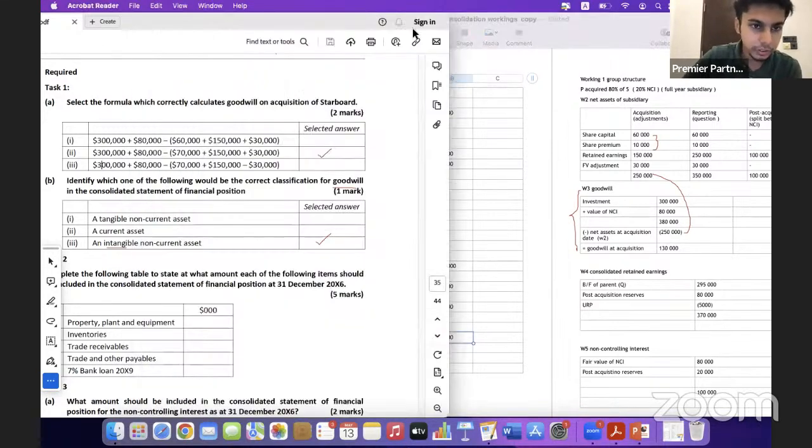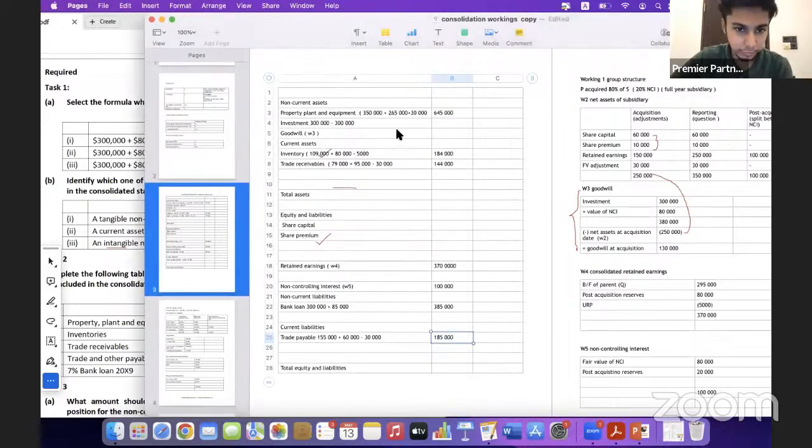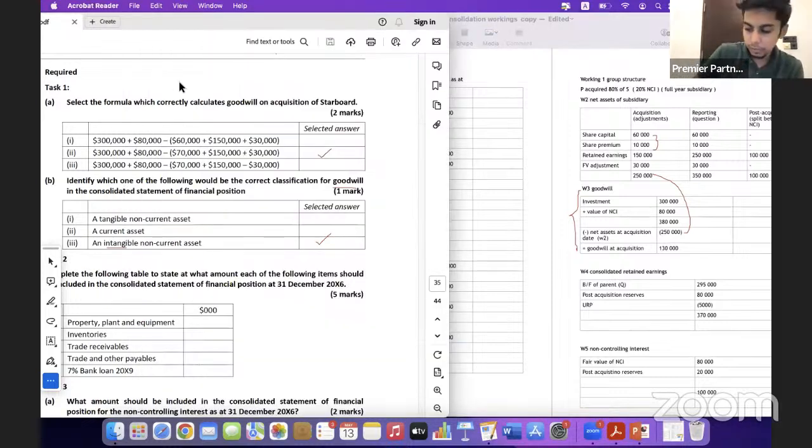Right, now, guys, look at the next question, what they're asking. What are the values of property, inventory, trade receivable, trade payable, bank loan? What are the values? Here, guys, can you see these things, what I found here? PPE after adjustment 645, inventory after adjustment 184, trade receivable 144, bank loan this and this. So you just have to combine with the adjustments and show the answer. That is what we need to do. Okay, then, guys, let's go to the next part of the question.